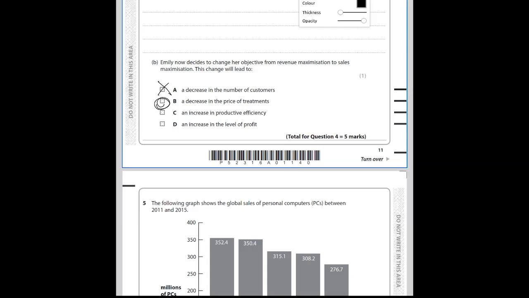C says an increase in productive efficiency. Probably not. Generally, in order to push that output, you're starting to rise up the average cost curve. You're getting sort of diminishing returns on your investments. So you're getting less productively efficient because you're more expensive to produce. D is an increase in the level of profit. Almost certainly not, right? You're reducing profit because you're raising your costs, lowering your prices to get your output up. So probably B is the correct answer here.